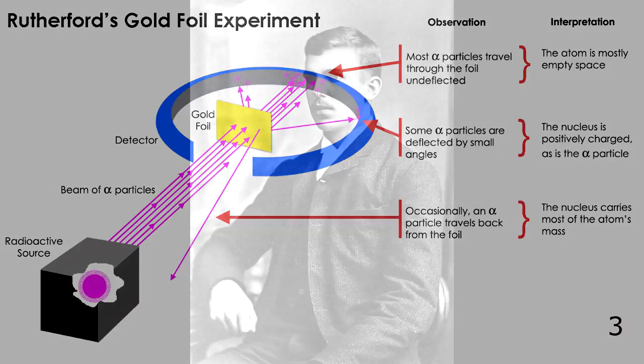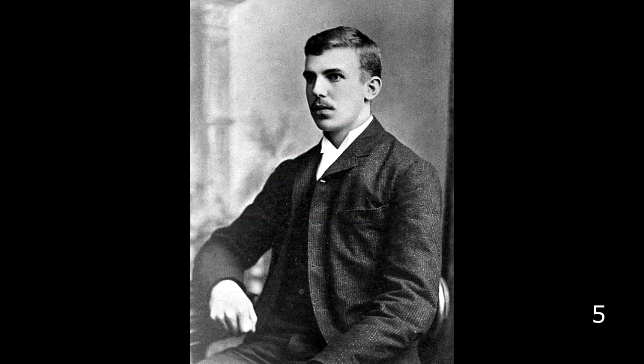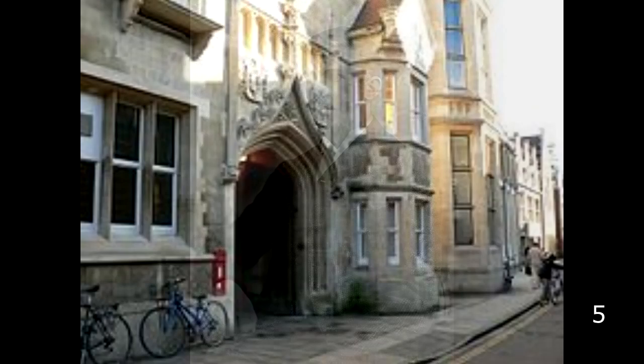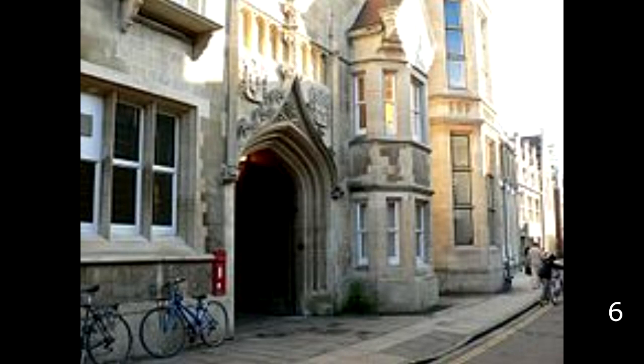A good place to start the story of the discovery of the nucleus of the atom is 1895, because that's the year that Rutherford received a scholarship from New Zealand to do research in any university in the world that would accept him. And Rutherford chose the Cavendish Lab at Cambridge University in England, where J.J. Thomson was doing his work that led to the discovery of the electron.